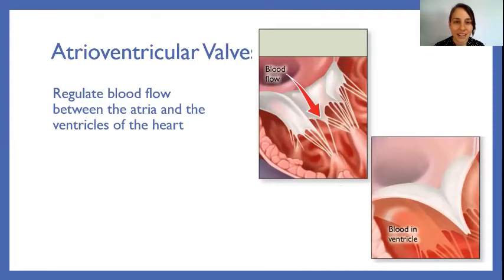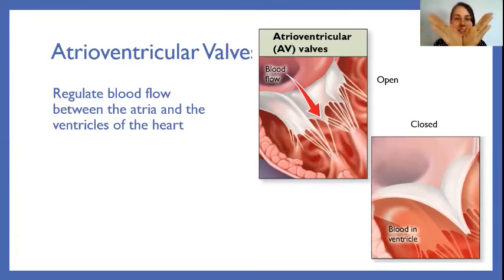Here is our atrioventricular valves in a closer view. These guys are regulating the blood flow between the atria and the ventricle. Now, these valves work by allowing blood to flow down into the ventricle whenever the heart is relaxed and open, but during a beat, it's going to compress and push that blood up, and it's actually forcing the valve closed, and it will not allow any blood to go back up into the atrium.